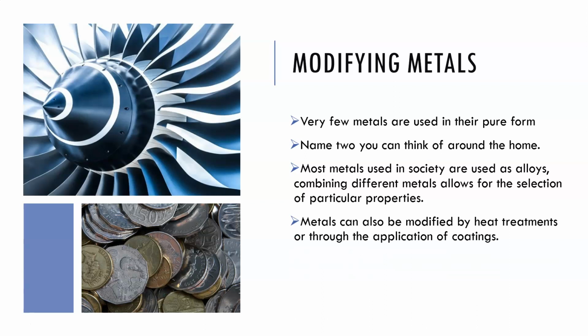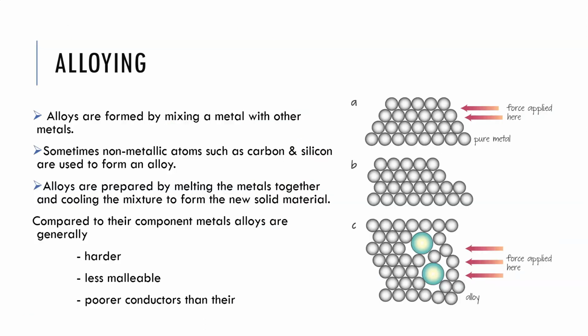The other way that we can modify metals is by heat treatments and by the application of coatings, so using plastics and paints and various things like that. And we will look at all of these in detail. So the first one I'm going to look at is alloying.